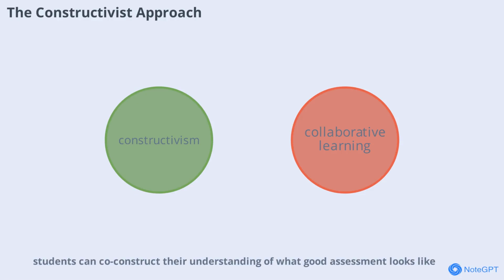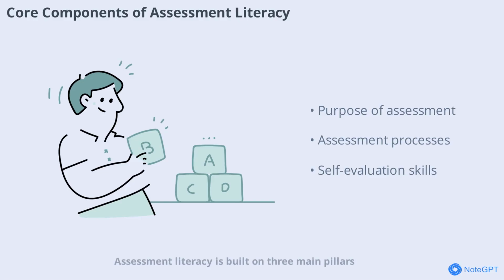Assessment literacy is built on three main pillars: understanding the purposes of assessment, knowing the processes involved, and practicing self-evaluation. First, students need to grasp why assessments are used, whether for grading, feedback, or diagnosing learning needs. Next, they must understand the processes, such as interpreting marking criteria and submitting work with academic integrity. Finally, students should have opportunities to judge their own work, learning to identify strengths and areas for improvement. These components work together to create a comprehensive skill set for academic success.